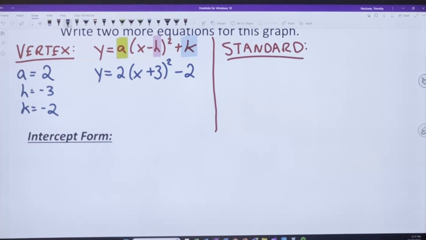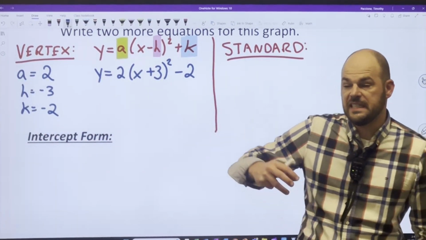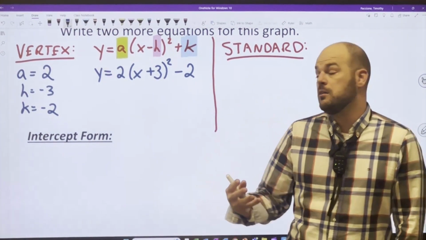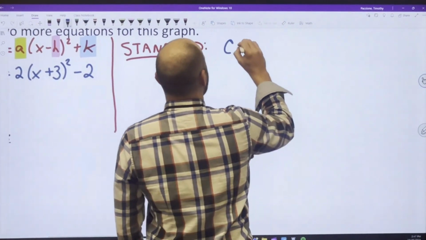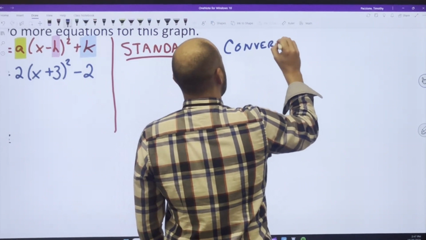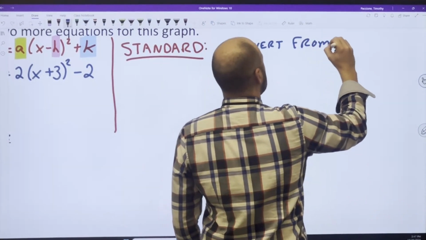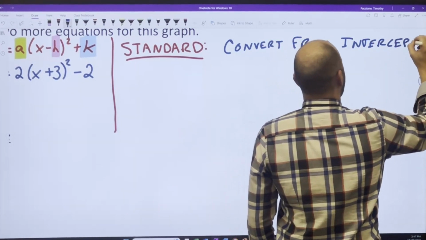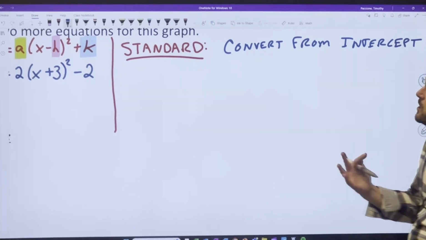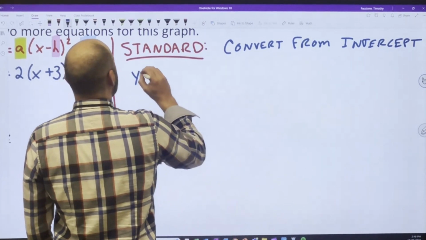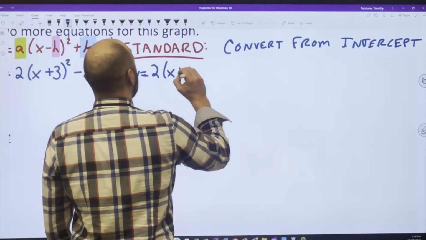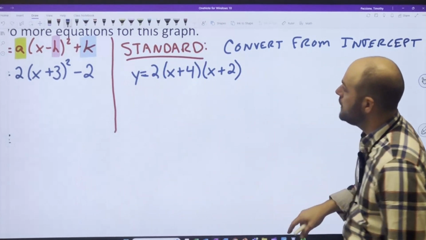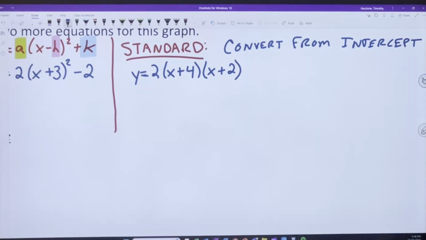Now for standard form, we haven't done this yet, so there's a little bit of a lesson within the warm-up here. So make sure you're paying attention to this. This is converting. So we're going to convert from intercept to standard here. Okay? So what was our equation? Our equation was y equals 2 times x plus 4 and x plus 2, right? I think. Confirm? Yeah? Okay.